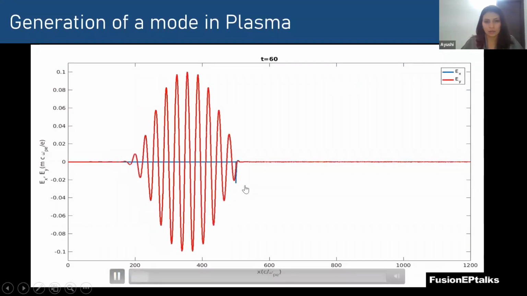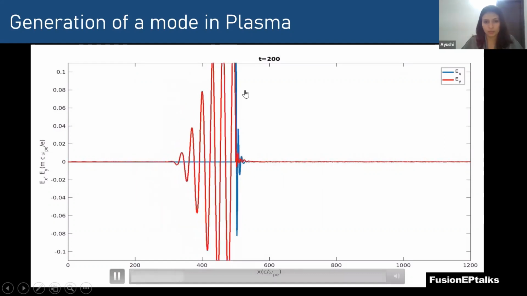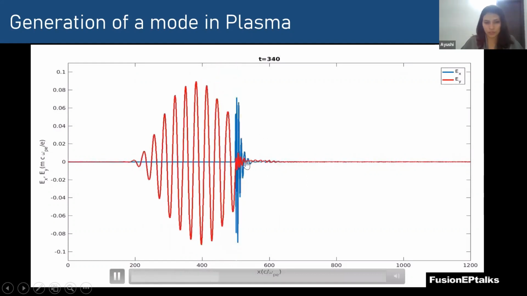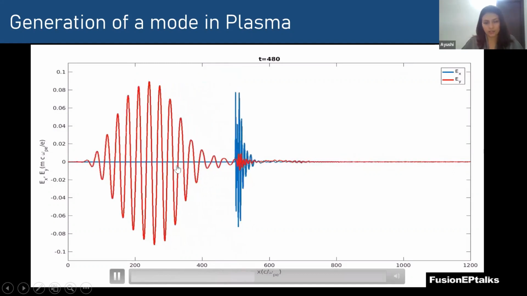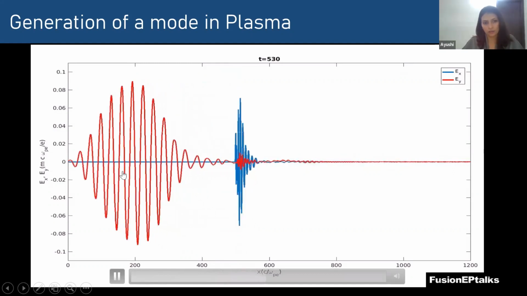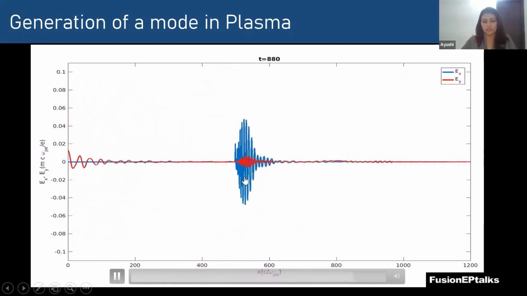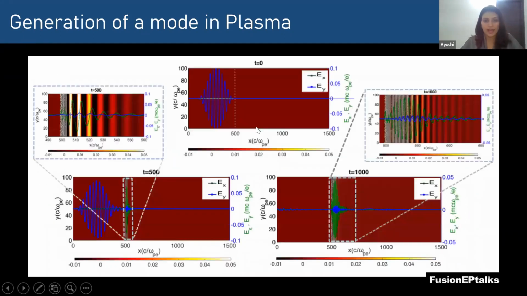As time evolves, this laser interacts with plasma, hits the plasma boundary, excites some perturbations in the plasma medium, and gets reflected back. But perturbations inside the plasma are still remnant even after the laser has been reflected back out of the simulation. This can be seen from these plots. At t equal to 0, we only see EY in the system. The dashed line is the plasma-vacuum interface, and the color plot behind shows the charge density perturbation. At t equal to 500, one can observe that the laser hits the plasma target.